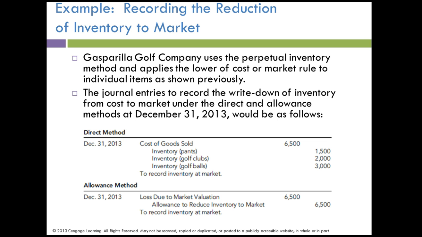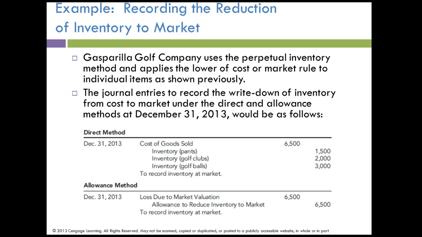So in this method, we're just going directly against our inventory, taking them out of inventory, putting it into cost of goods sold, and simultaneously reducing the value of the inventory. This method records the inventory at market.